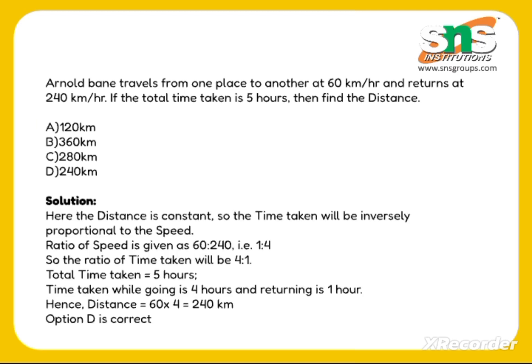So the ratio of the time will be 4 is to 1. The total time taken is 5 hours. So the time taken while going is 4 hours and while returning it is just 1 hour. Now you can calculate distance very easily. Distance is equal to speed into time. So 60 into 4 is equal to 240 kilometers. Your option D is the right answer.